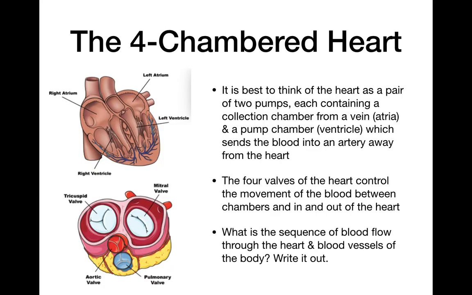So, the four-chambered heart. The best way to think of our heart and any mammalian heart is that it's two pumps. Each pump has a certain destination, and each pump is built of two chambers. Each pump has a collection chamber, which is known as an atrium, or atria is the plural. We have the right and left atrium, and then we have the pumping chambers, which are the ventricles, the right and left ventricles. And the ventricles pump blood into an artery away from the heart.